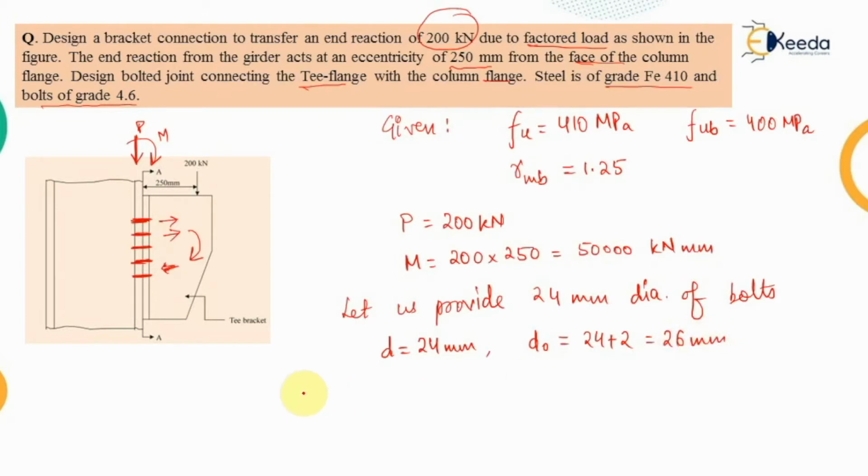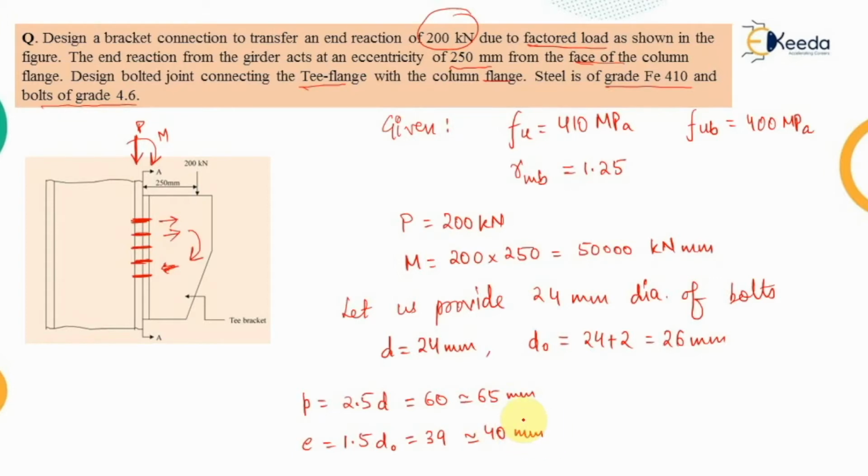Now based upon this, the pitch distance is to be calculated. The pitch distance will be 2.5 times the d value, and that is 60, which is roughly taken as 65 millimeters, so as to have a factor of safety in mind. Similarly, the edge distance is given by 1.5 times the d naught value, and that comes out to be 39 millimeter, which is roughly taken as 40.